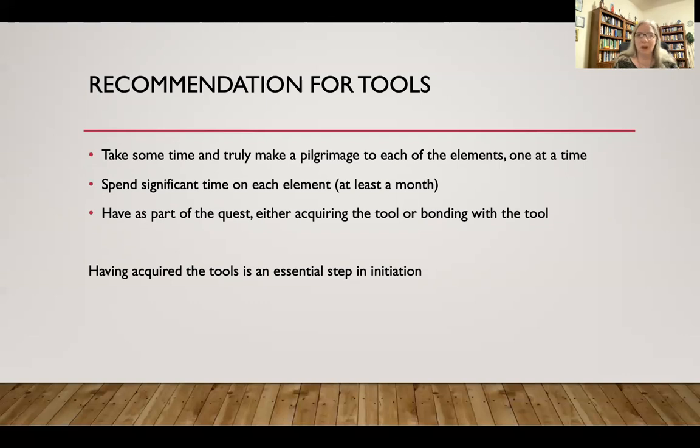So any of these kinds of things that you can do, have them as part of your quest, either acquiring the tool, or if you already have acquired the tool, bonding with the tool, trying to figure out the naming of it, see if you can hear its own name, things of that nature. But as I said, having acquired the tools is an essential step in initiation. But I do strongly encourage spending some significant time working with each of the elements in this fundamental way, and to have that be linked to gathering your tools.